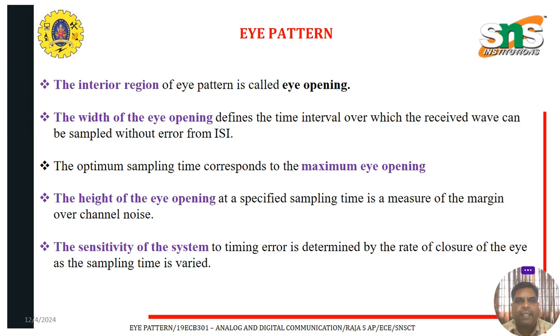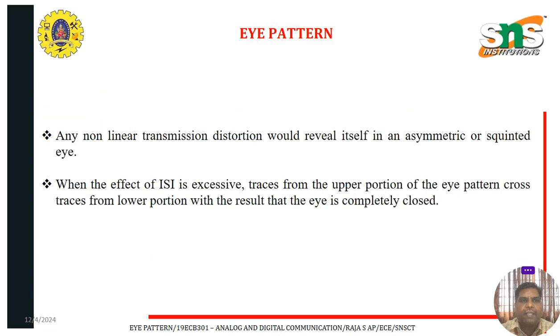The width of the eye opening defines the time interval over which the received wave can be sampled without error from ISI. The optimum sampling time corresponds to the maximum eye opening. The height of the eye opening at a specified sampling time is a measure of the margin over channel noise. The sensitivity of the system to timing error is determined by the rate of closure of the eye as the sampling time is varied. Any nonlinear transmission distortion would reveal itself in an asymmetric or squinted eye.